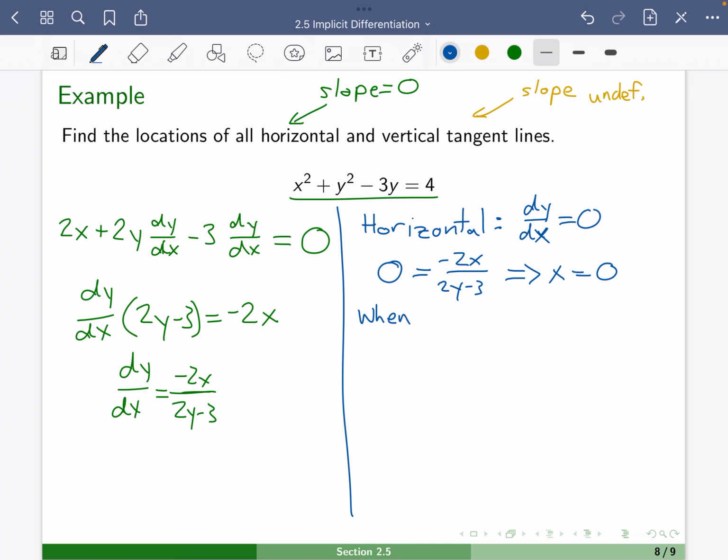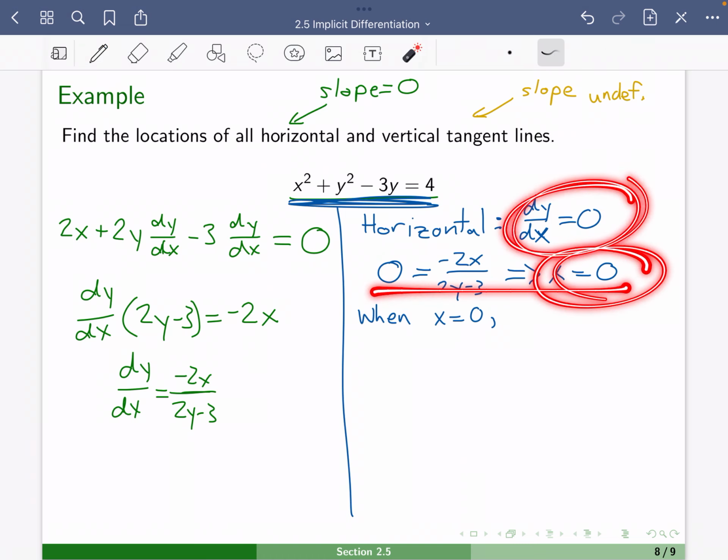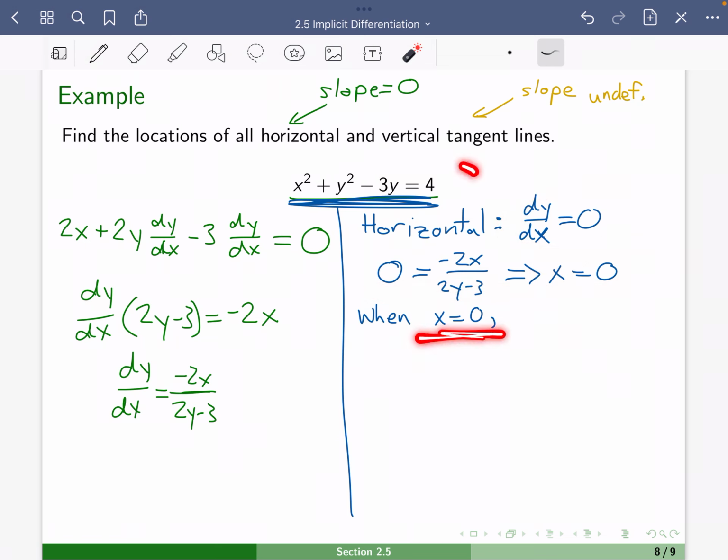When x is 0, we're going to plug this back into the original function, not into the derivative. We already know the derivative at 0 is 0. That's how we came up with this value of 0, by setting that derivative equal to 0. So we're plugging this back into the original function. This is an x value, and we're going to try to find the y value.